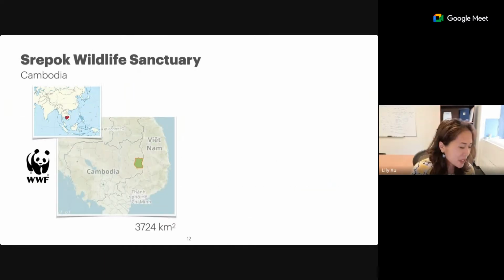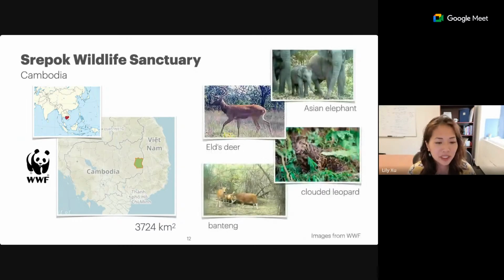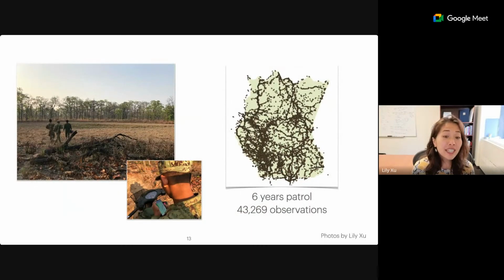So first, I'll talk about this work on multi-armed bandits, and I'll ground us in the context of Sripak Wildlife Sanctuary in Cambodia, which is home to many species, including endangered elephants and clouded leopards, which are all unfortunately threatened with poaching. So the data that we have and the action that we're taking is trying to determine where to send rangers across this large protected area.